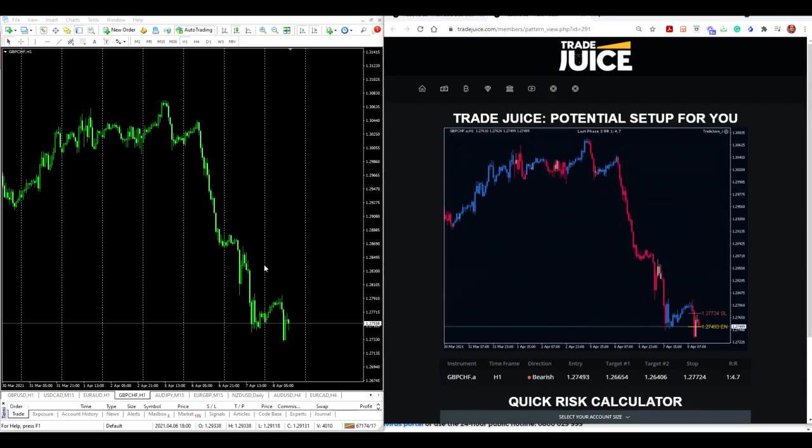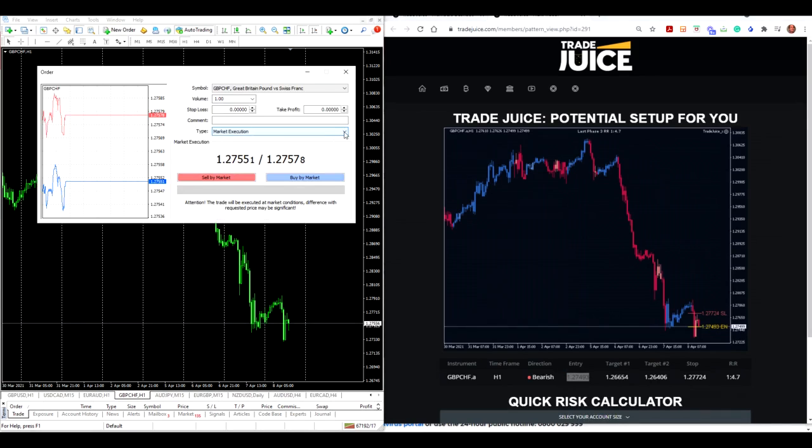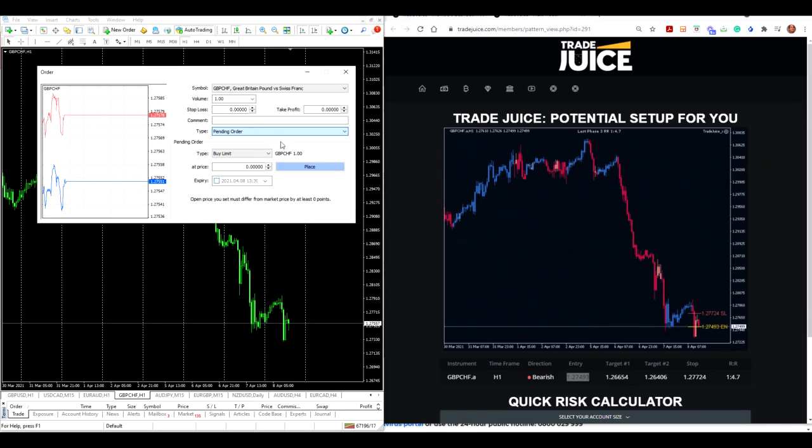So there's my MT4 chart. There's the Tradejuice chart telling me the entry, stop, and the targets. What I'm going to do then is simply set the entry point, because price has not yet reached that point as yet. As opposed to a market execution or immediate execution, I'm going to enter a pending order, and I'm going to go short.